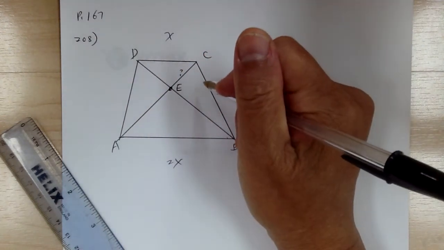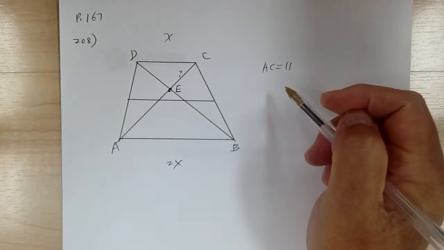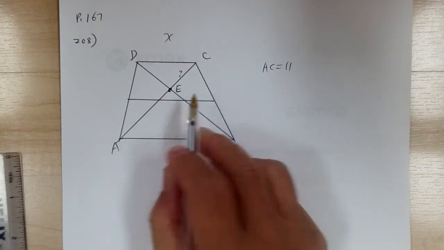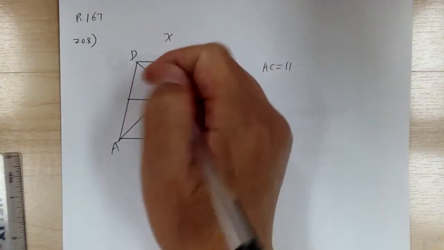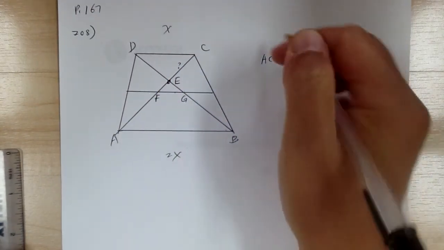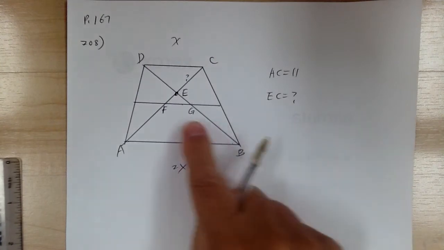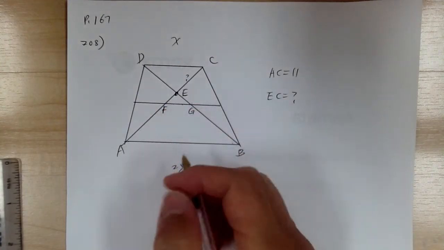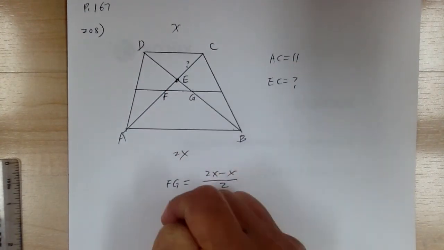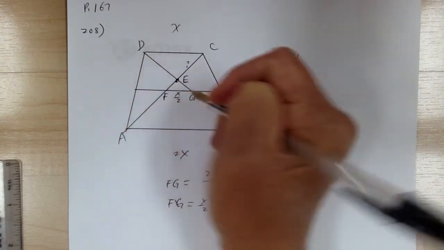Okay, so for this one, what you need to do is first you need to draw the median. Okay. And then next, go and figure out the length over here. So this came from subtraction. I'm going to call it F and G. Okay. So you're looking for EC. So these are the information. Okay, so again, to find FG, so FG equals the difference divided by 2. So FG equals x over 2. So this is x over 2.